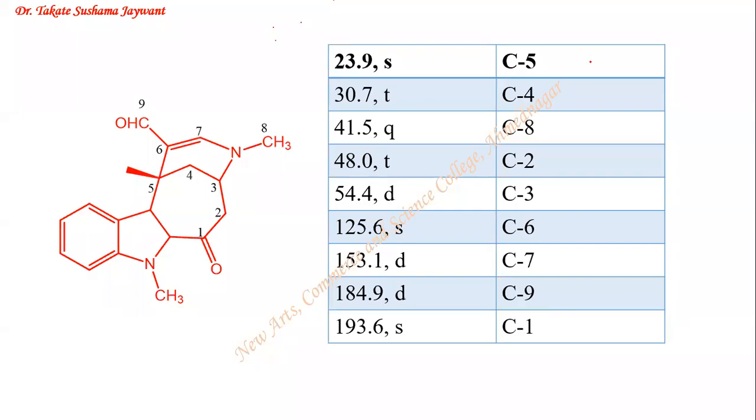Hello students, welcome back. In the previous lecture, we have seen different aspects of C13 spectroscopy. In that we have seen the chemical shift values, factors affecting chemical shift values, and different compounds and their chemical shift values. Now we will have some examples in which we have to assign the signals to various carbons.